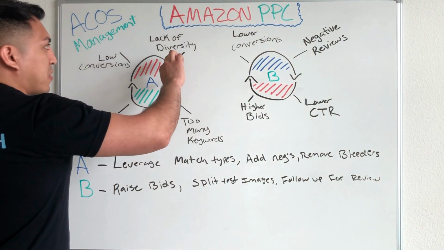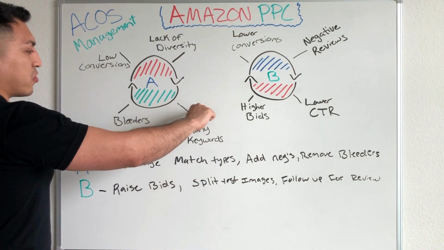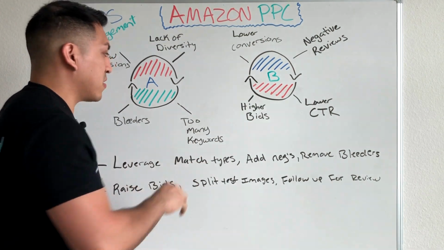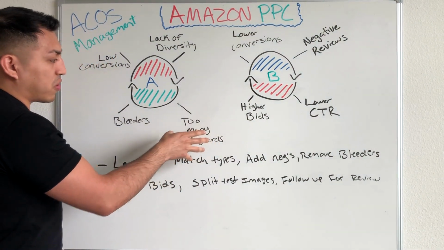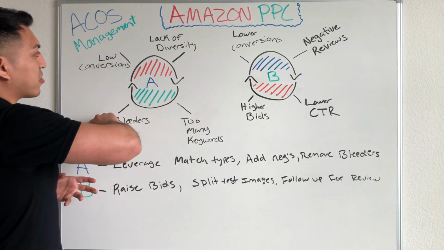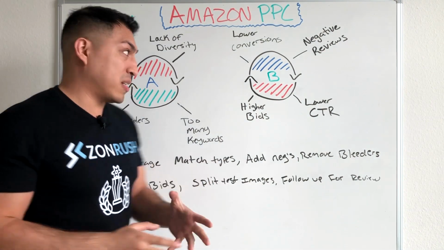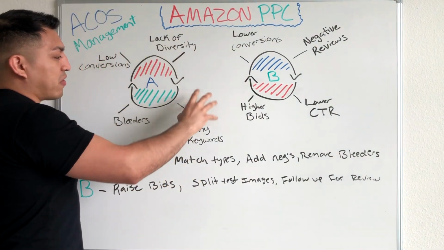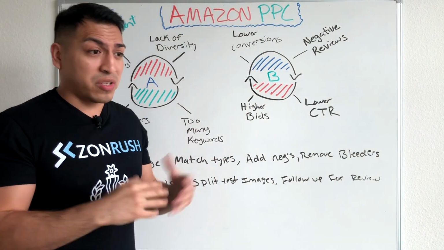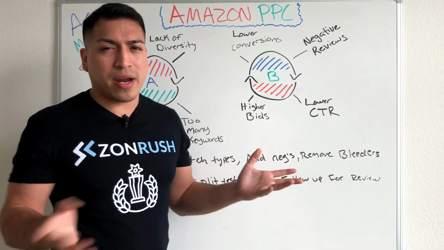So what happens is this feeds into itself. The lack of diversity usually means you're not optimizing for the right placements. Too many keywords also means you're spreading yourself too thin, which is going to lead to bleeders. And bleeders are going to lead to low conversions in your campaign. So what sellers do is they see, okay, they don't have enough diversification, there are too many keywords, their ACoS is going up. So they just turn off the campaign, and then they'll try it again.